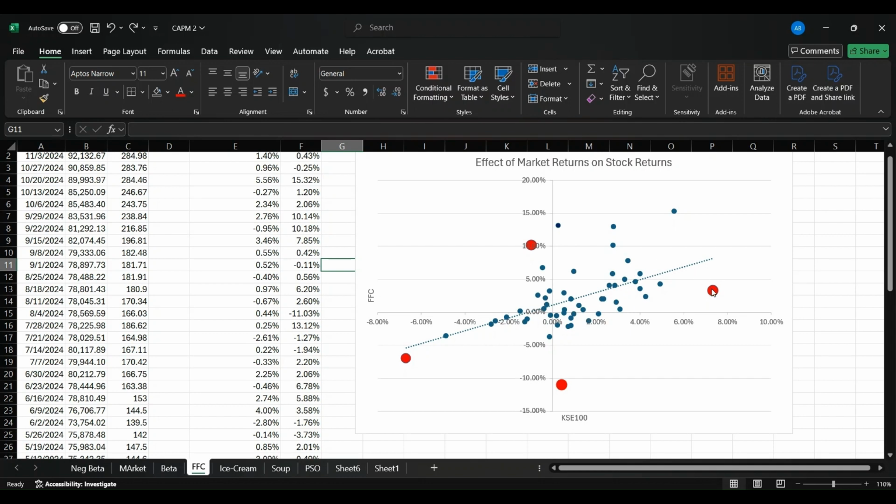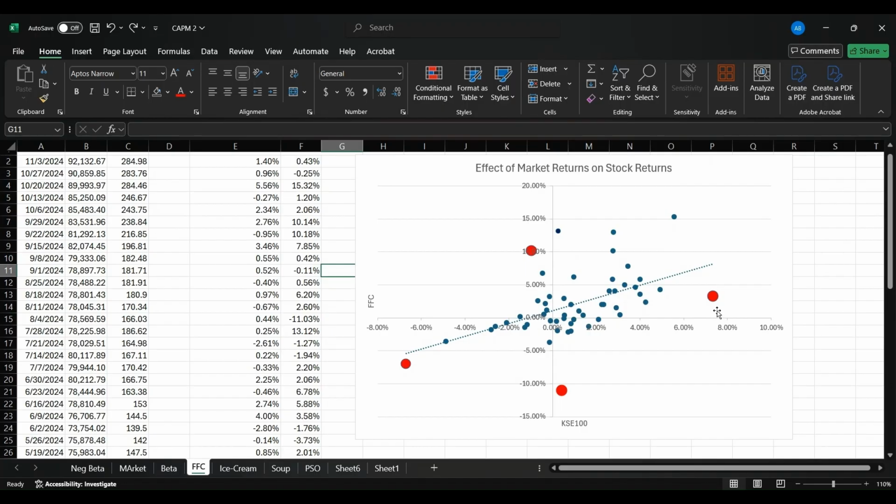I want you to focus on the red dots, which are larger than the rest of them. We start from the right. It is possible that there may be a day where the stock market went up and Fauji Fertilizer went up. There may also be a day where the market went down. If you can see, we're on the negative side of the x axis, and Fauji Fertilizer went up. There may also be a day where both the market and Fauji Fertilizer went down. And lastly, it's also possible that the market went up, on the right side or the positive side of the x axis, and Fauji Fertilizer went down.